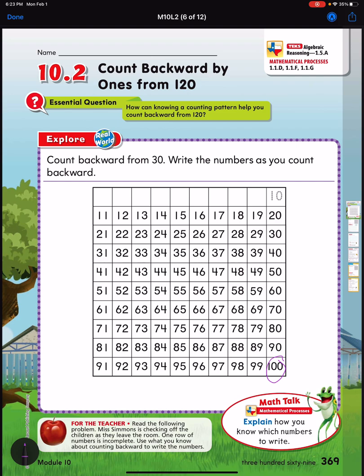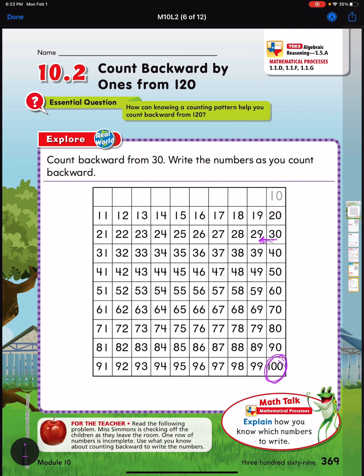All right, so let's look at our chart. What is the greatest number that we see? That would be this last one, 100. Let's see, what is the number right before 30? Right before 30. So here's 30. I'm going to look at the number right before it. That is the number 29.